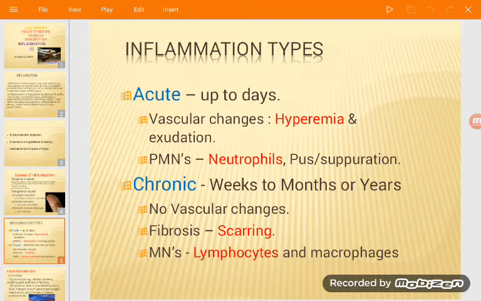Chronic inflammation takes weeks, months, or even years. There is no vascular change; it is characterized by tissue damage and fibrosis. The main cells in chronic inflammation are lymphocytes, macrophages, and plasma cells.